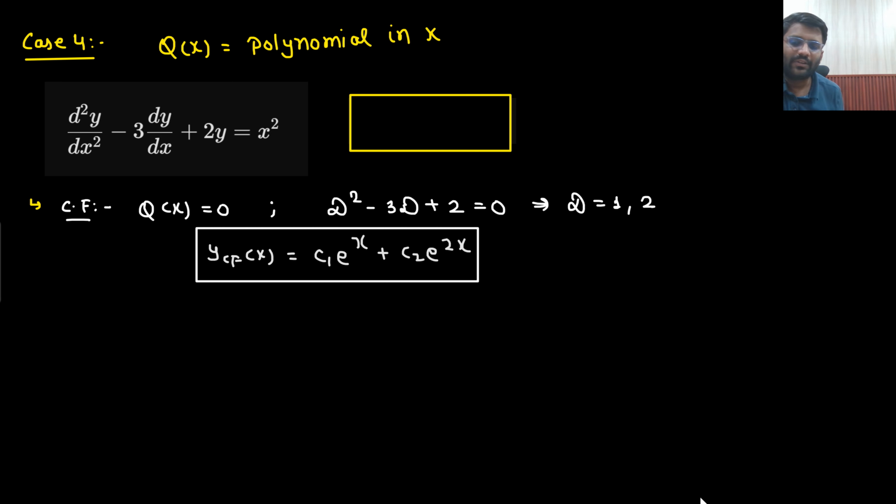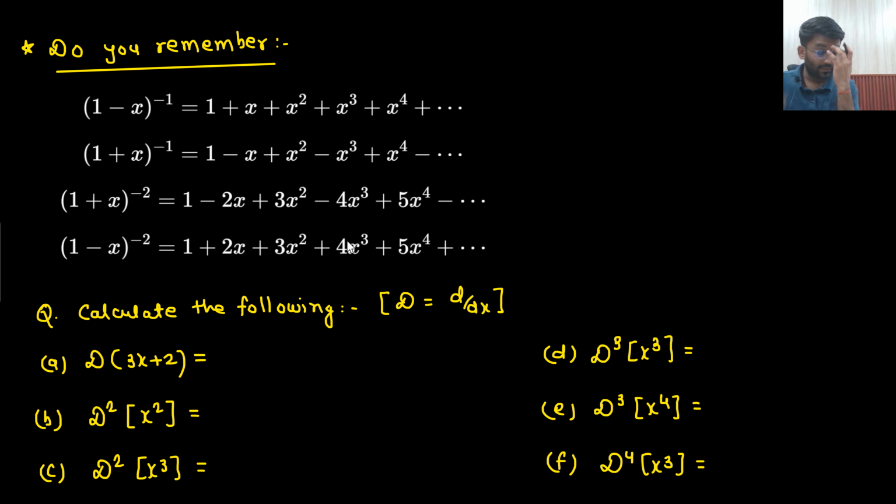So there are some prerequisites. Let's do some quick revision. Do you remember these expansions? I hope you remember them. 1 minus x to the power minus 1 would be 1 plus x plus x square plus x cube. 1 plus x to the power minus 1 is 1 minus x plus x square, and all these expansions are valid for mod of x less than 1. Along with that, always remember the formula for 1 plus something, 1 minus something; there is 1 always.